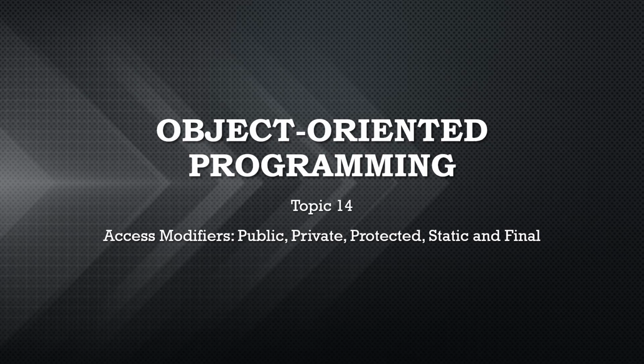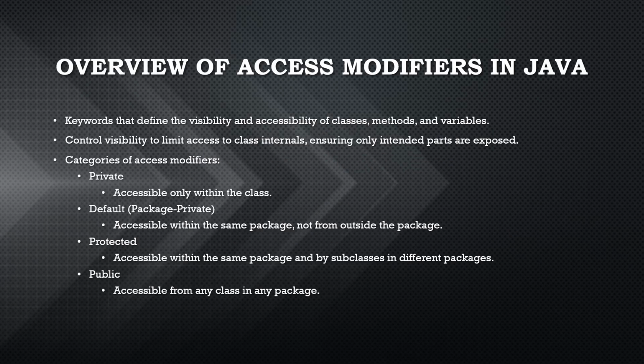Let's get started. Access modifiers in Java are keywords that control the visibility of classes, methods, and variables, helping to implement information hiding and encapsulation. By using different access levels, such as private, accessible only within the class; default, accessible within the same package; protected, accessible within the package and by subclasses in other packages; and public, accessible from any class, Java ensures that the internal details of a class are hidden and protected from unintended external modifications. This control over access helps maintain the integrity of a class and promotes secure and modular design.